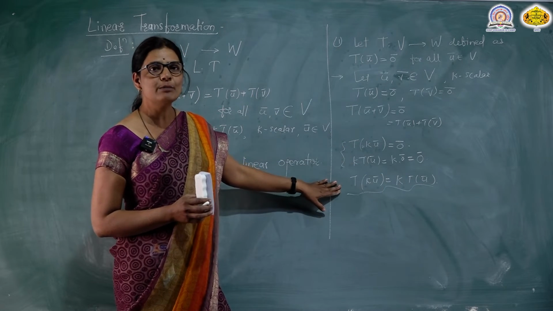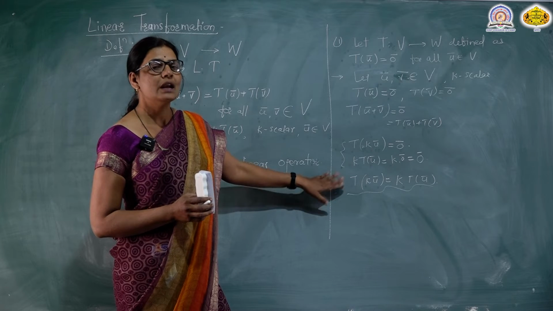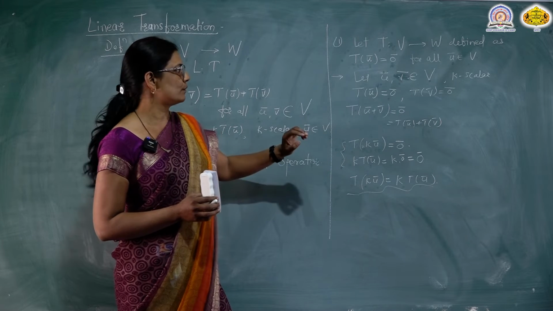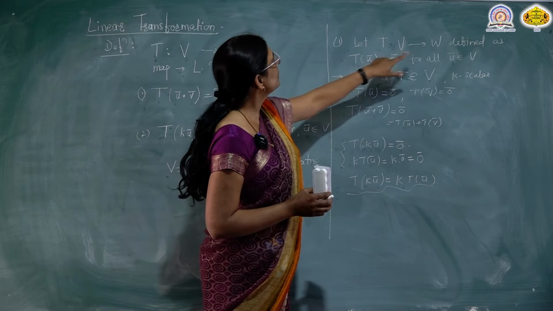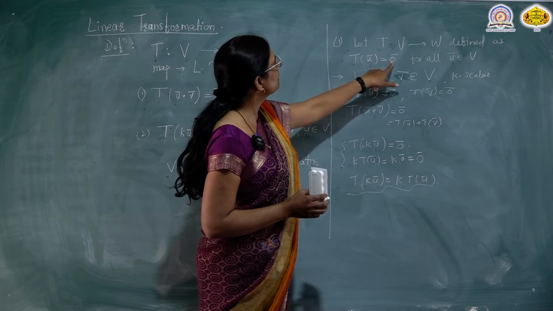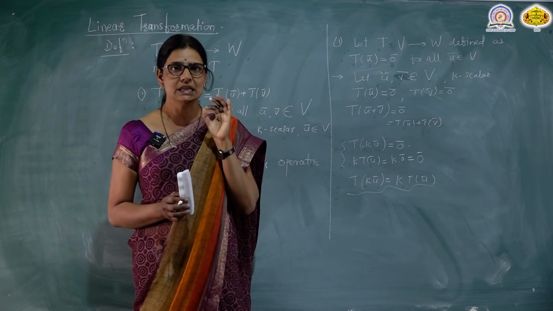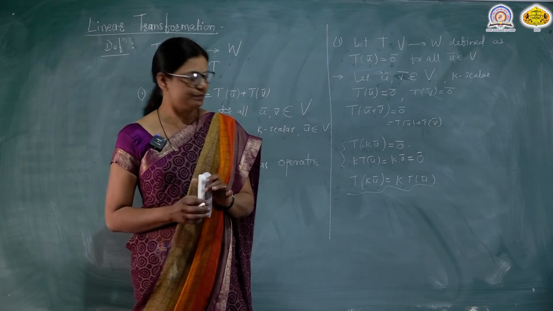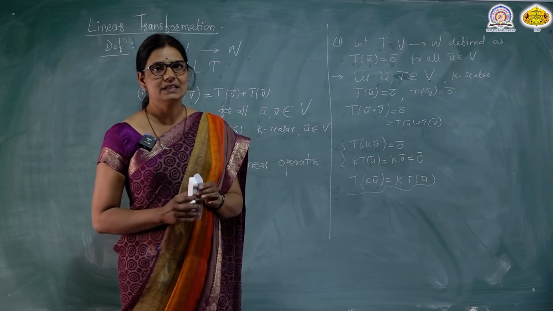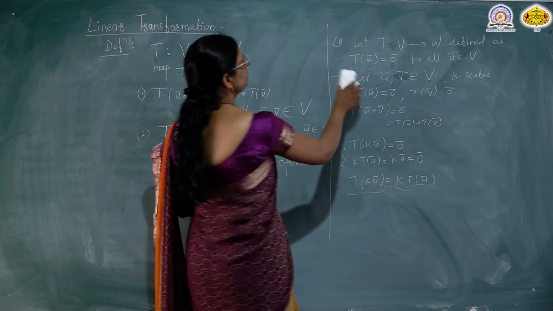This is a special type of linear transformation, and this is called the zero transformation. Remember, T is a mapping from V to W defined as T of u bar equals to 0 bar. This mapping is a linear transformation and it is called the zero transformation. Now next we consider another example.